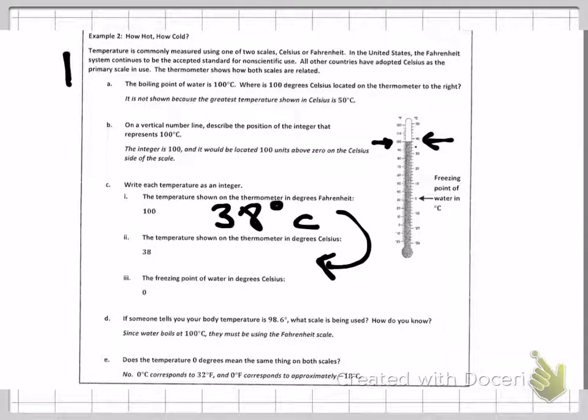Now, the freezing point of water in degrees Celsius is 0, right? What would it be on Fahrenheit? If I zoom in, Celsius it's 0, and over here is about 35 degrees. Do you see that on the Fahrenheit side? So the freezing point in Fahrenheit would be about 35 degrees Fahrenheit.